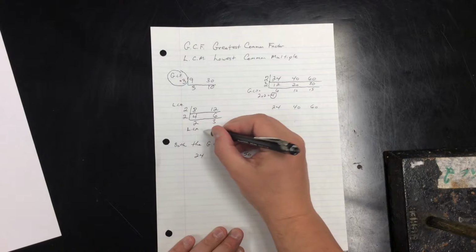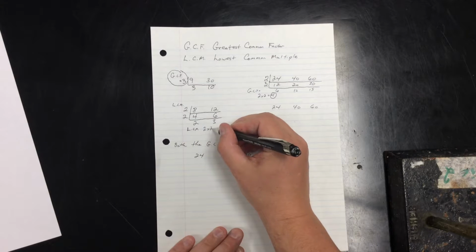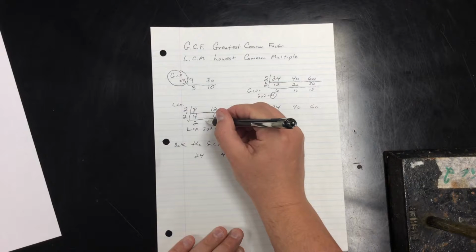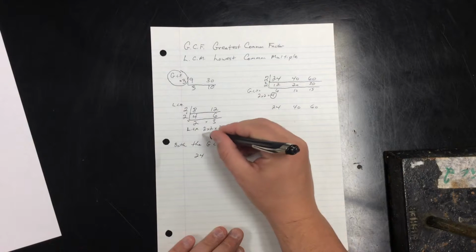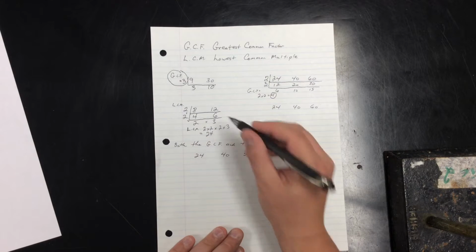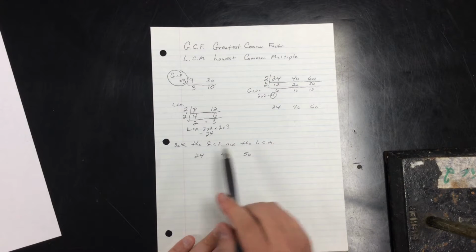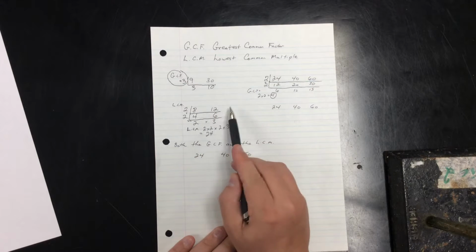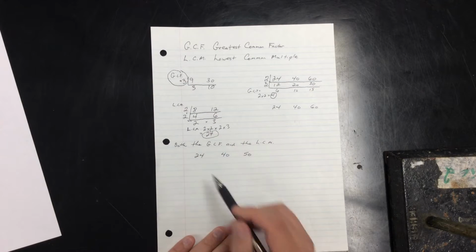So our lowest common multiple is going to be 2 times 2 times 2 times 3. So 2 times 2 is 4, times 2 is 8, 8 times 3 is 24. So the lowest common multiple of 8 and 12 is 24. I could check that using the skip method: 8, 16, 24, 12, 24. We end up with that same answer.